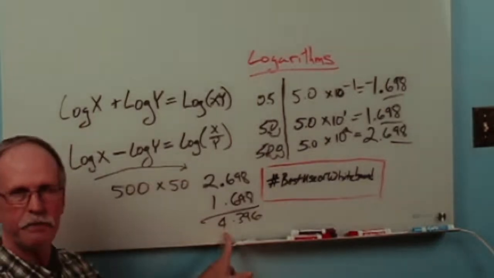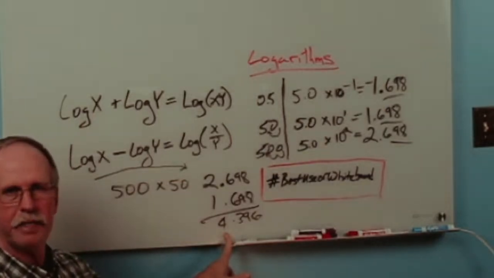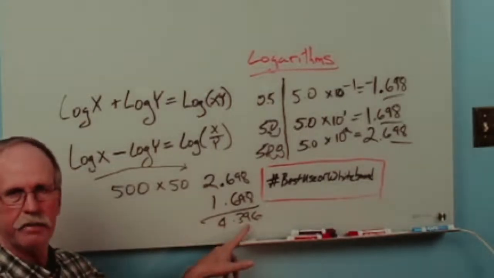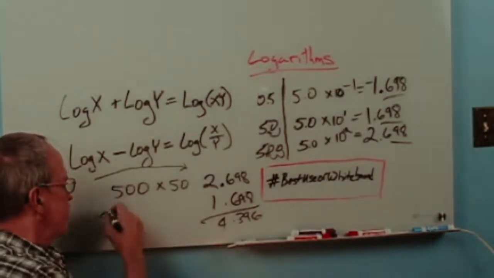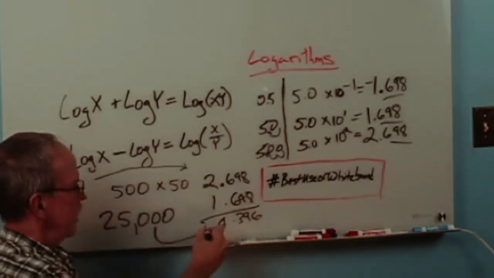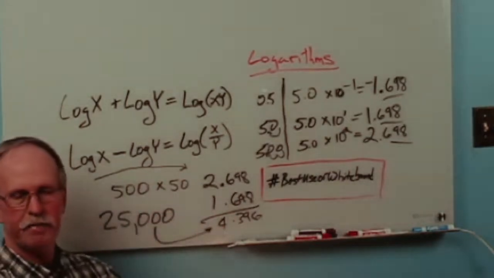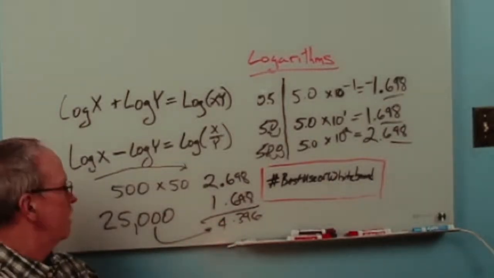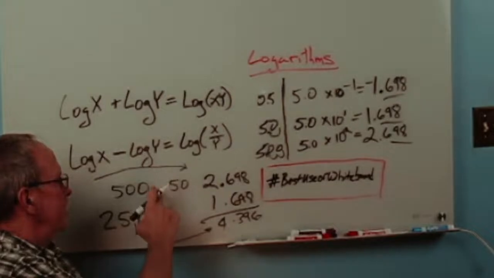Because this starts with 4, we know that it's going to be between 10,000 and 100,000. 96, well, that'll give us the number. And what it turns out to be is 25,000. And that is the log of 25,000. You see how we just added those two together? Well, let's go ahead and do something a little different.